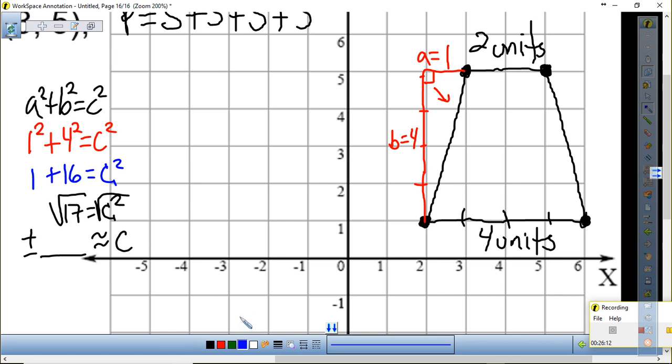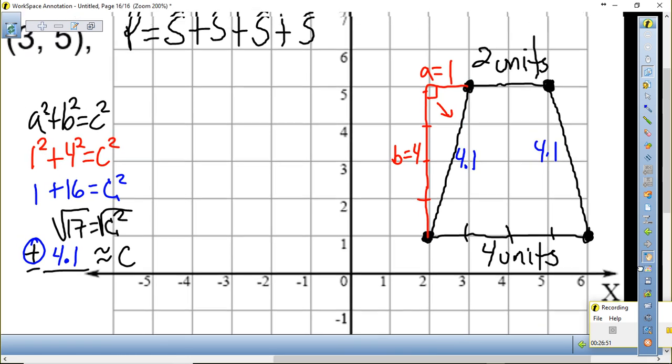Hands if you got it. Okay. Paulina, what'd you get? Plus minus 4.10. 4.1, which is a tenth, right? Hands if you got that. However, are we going to use the minus one? No, we're going to use the plus. So you're going to label this side now as 4.1. So what is this side? 4.1.